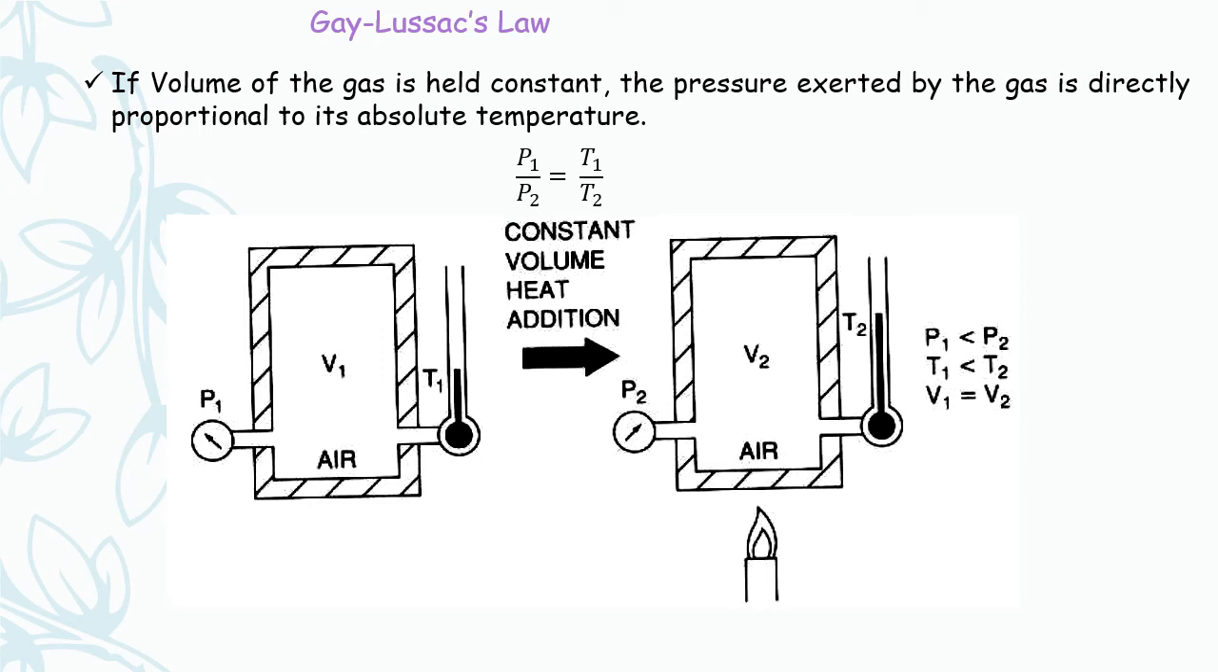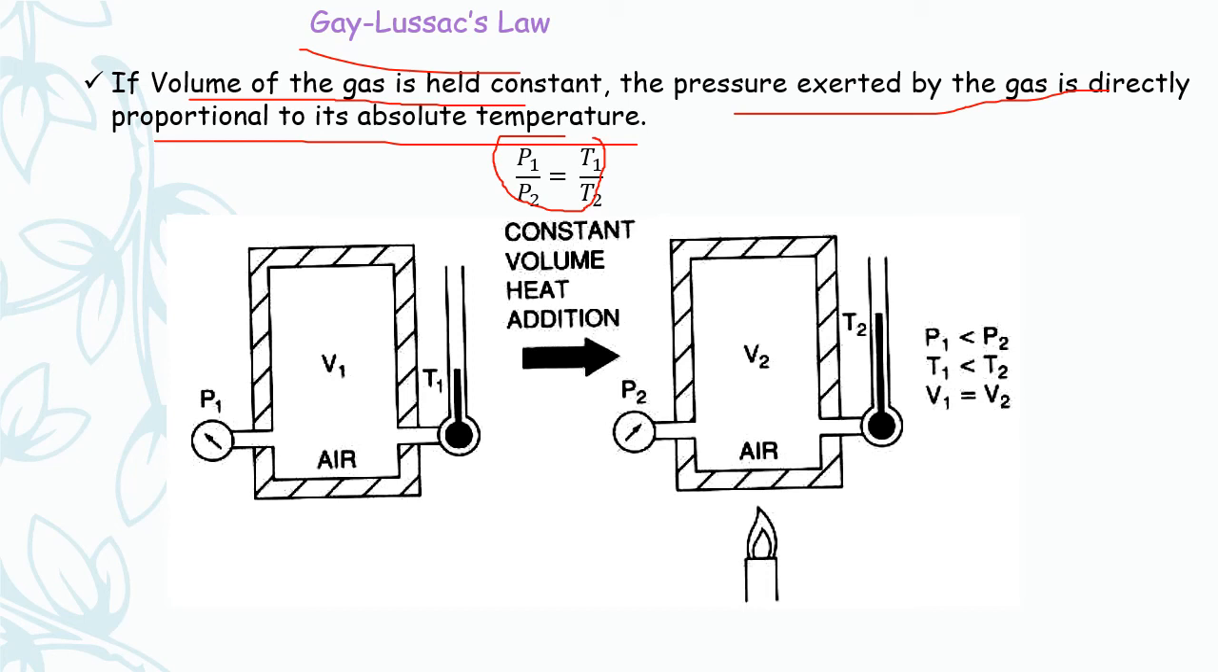So the next law is Gay-Lussac's law. In the previous two cases, temperature and pressure were kept constant. In this case, the volume of the gas is held constant. If the volume of the gas is held constant, the pressure exerted by the gas is directly proportional to its absolute temperature. The expression for Gay-Lussac's law is P1 by P2 equal to T1 upon T2.